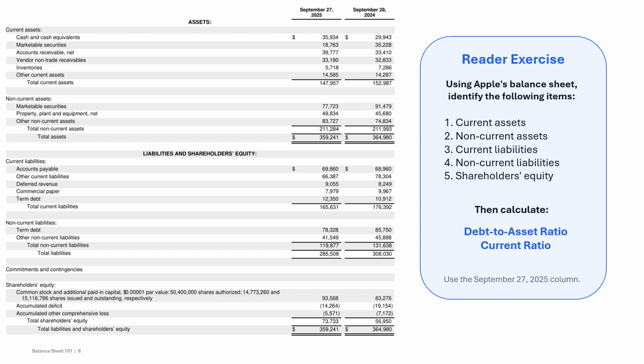Then try to calculate two ratios, the debt to asset ratio and the current ratio. Use the September 27, 2025 column. This exercise is important because a real financial statement looks more complicated than our simple example, but the logic is exactly the same.